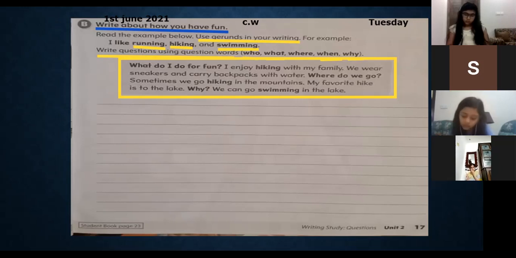Why? Again, they raised a question. Why is the hike to the lake your favorite one? We can go swimming in the lake. Because we can go swimming in the lake. So that's how they raised the question first and then answered it using gerunds. Okay? You can use any gerund, like the ones they gave here: running, hiking, swimming, playing, jumping, any gerund word which ends in ing, you can use it in your writing, okay?